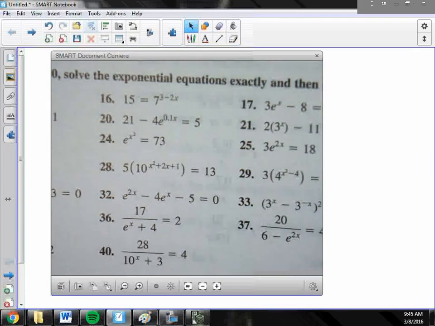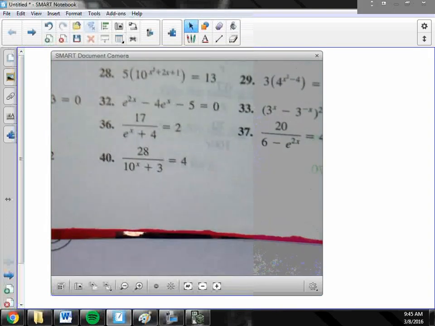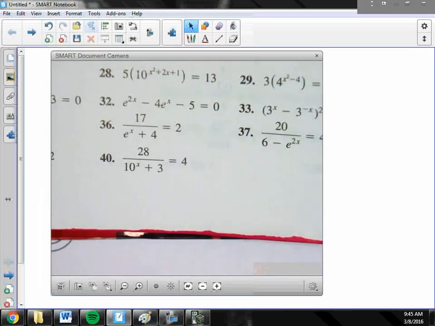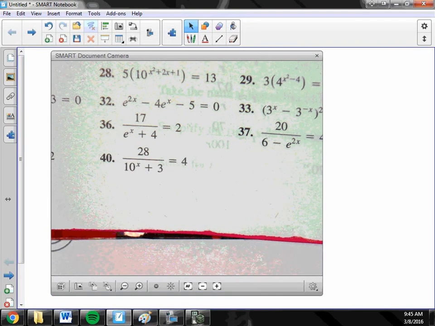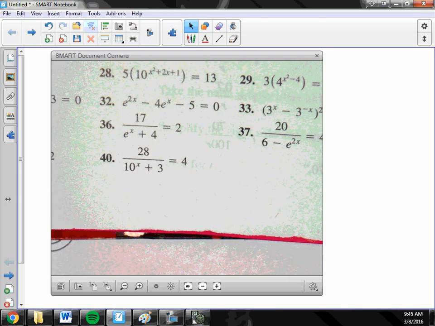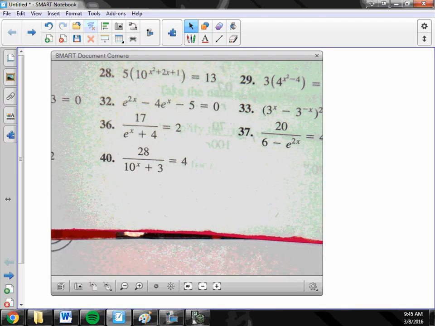Okay, let's do... You can handle 27, you can handle 29. Look at 32. How are we going to solve 32? Thirty-two looks tough. It's actually easy to do.